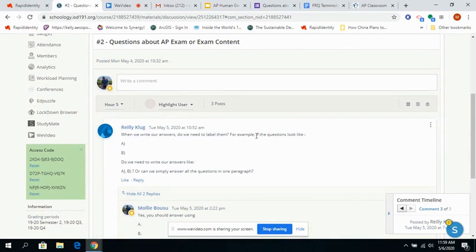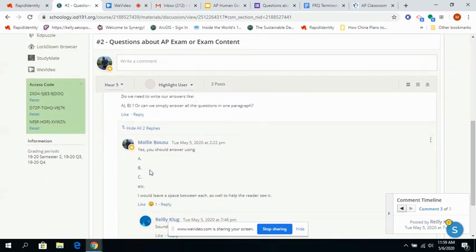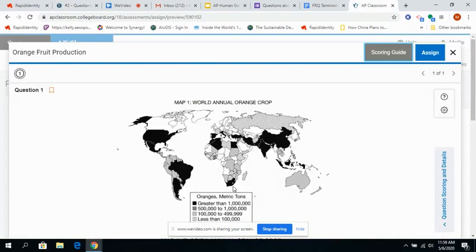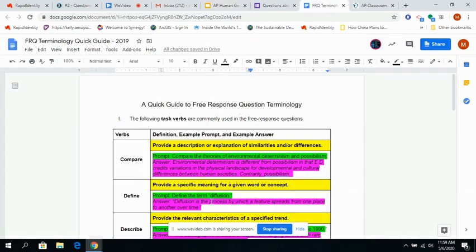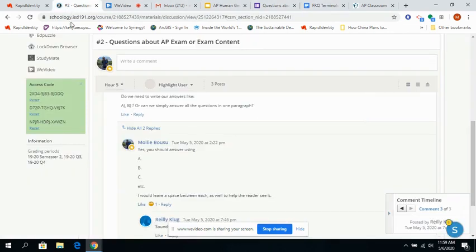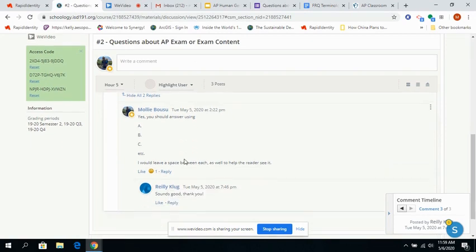When we write our answers, do we need to label them? For example, A, B, C, whatever. So yes, even though you're typing this now, you should continue using the structure of the FRQ question, A, B, C. I would also suggest that you leave a space to help the reader see it. As I've been grading this one, it's really helpful if you write A and then leave a space before you get to B. Please don't write in full paragraphs, and please try to add that space. It just makes the reader that much happier to see your writing because it's a little bit easier to structure.